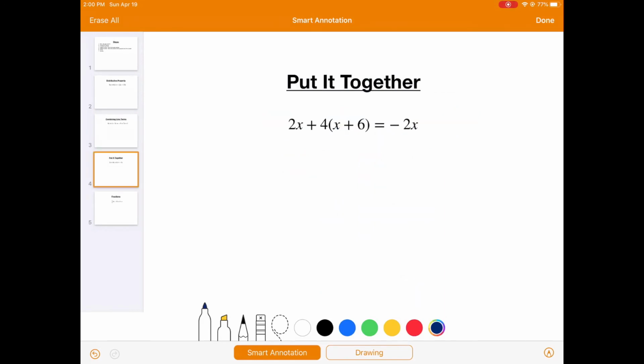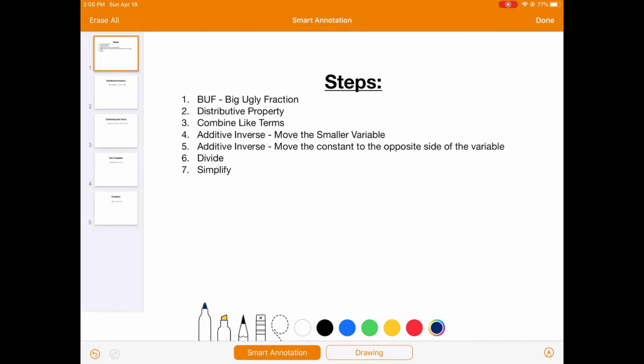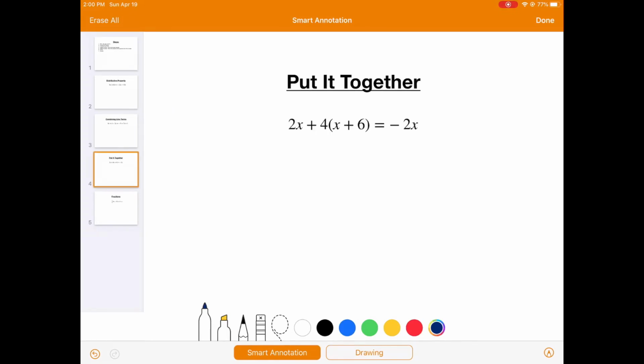When we put that together, we are going to first look, remember in your steps, you get rid of the big ugly fraction, and there is none on this problem, and then we look at the distributive property. So our distributive property says that we're going to have to multiply 4 times x and 4 times 6. 4 times x is positive 4x. 4 times 6 is positive 24, and everything else simply drops down.